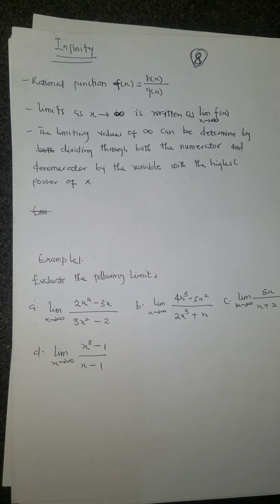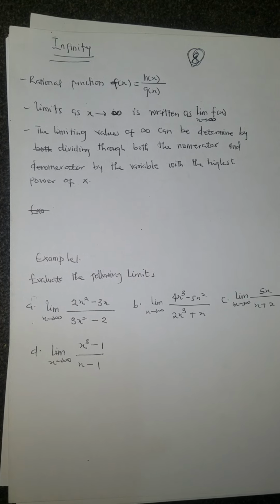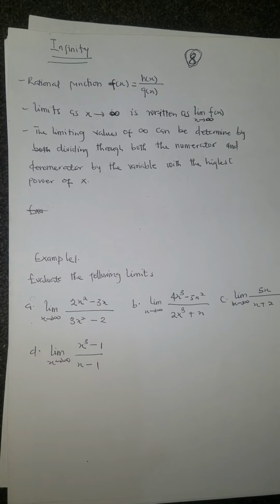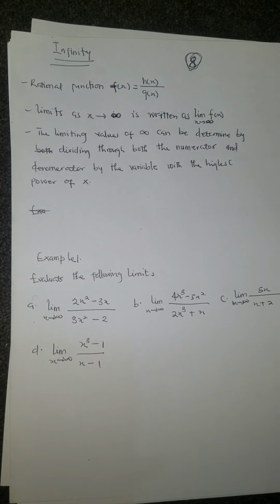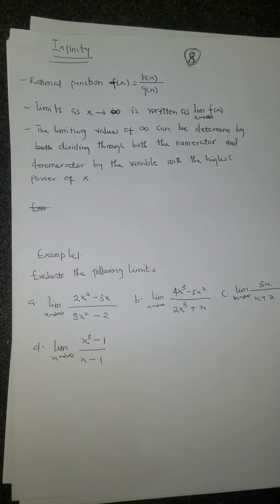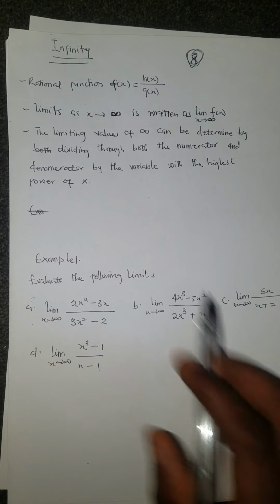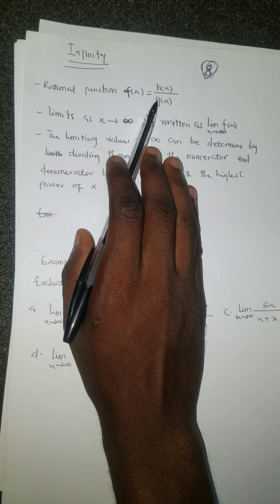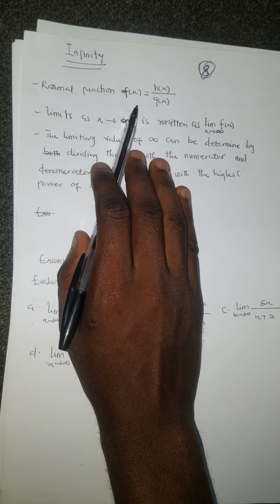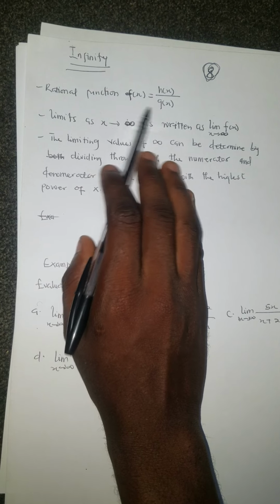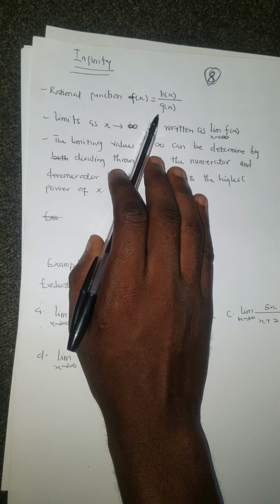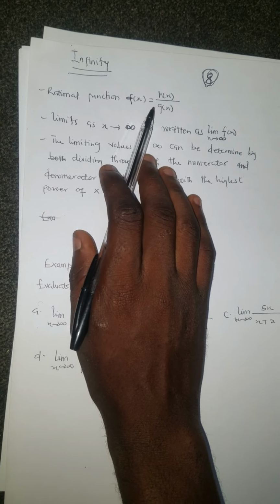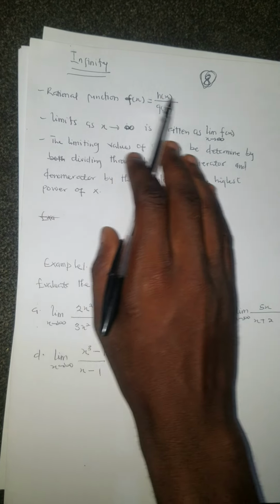Now let's continue our lessons with limits of infinity. How do we solve it, and what is the meaning of limits of infinity? Now rational functions, f of x equal to this. We've learned about rational functions in our first video, so if you don't understand, go back to look at rational function. This was the previous video. So this is a rational function.